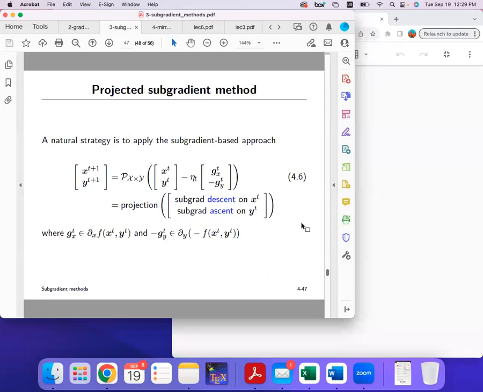And we introduced this projective subgradient method for this saddle point problem. The algorithm is pretty straightforward. Since we are doing minimization over x, we simply perform subgradient descent on x. So on the first row we are doing subgradient descent, so this is a minus sign. On the second row, we are doing subgradient ascent because we are maximizing over y.